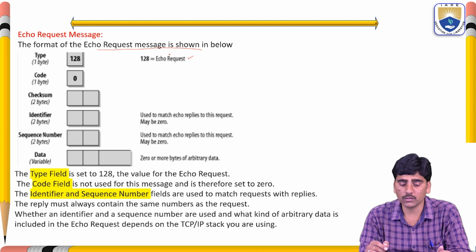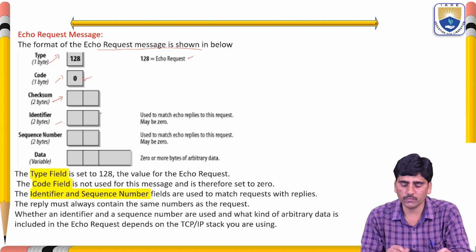So if it is echo request, the type contains 1 byte length. And the code contains 1 byte length. Here 0 is the default. And the checksum is a 2 bytes field.